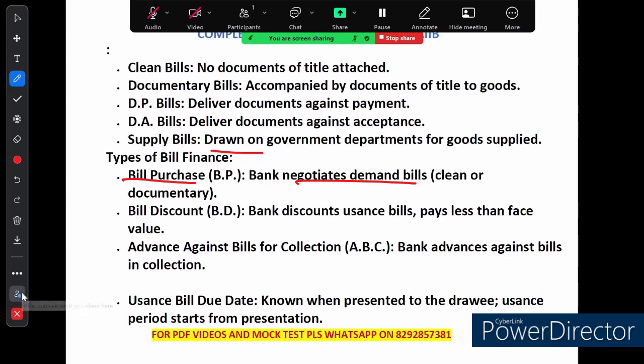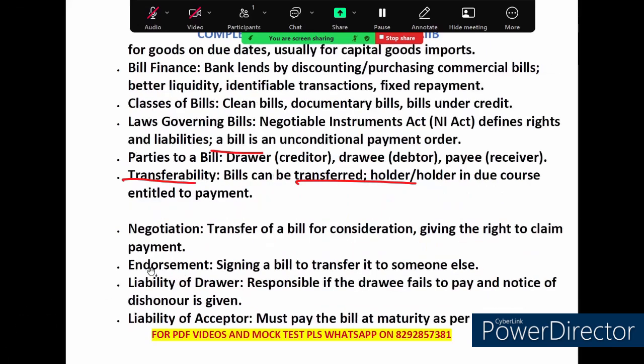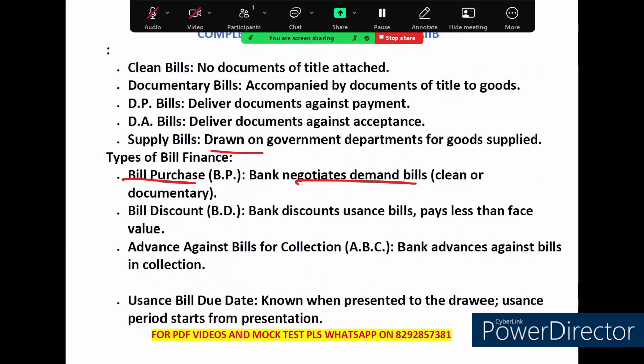In the previous slide, let's see what the meaning of negotiation is. You can see that it is the transfer of a bill for a consideration. You are transferring the bill for some payment, right? Giving the right to claim. That is called negotiation. And in the case of bill purchase, the bank negotiates a demand bill. It can be either clean or documentary, right?